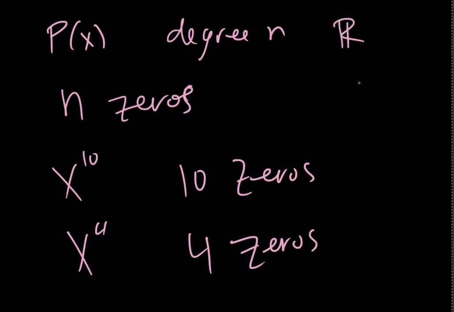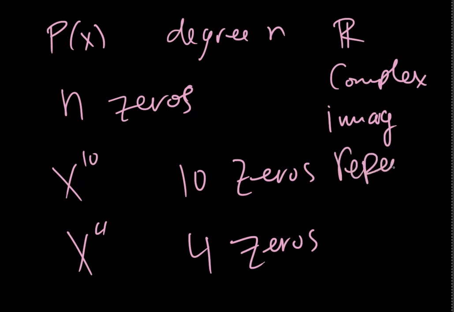Now those can be real roots, those can be complex, they can be purely imaginary, and they can also repeat. But there will be a total of 10 or a total of 4 depending on the situation.